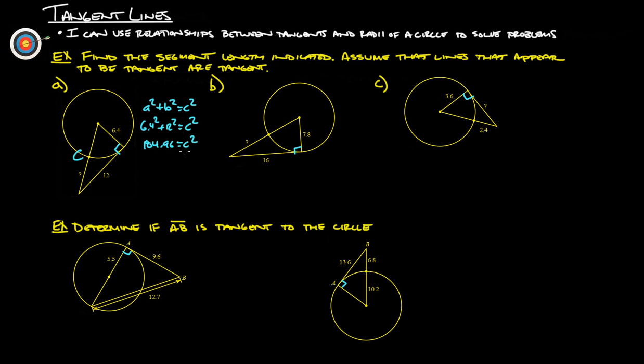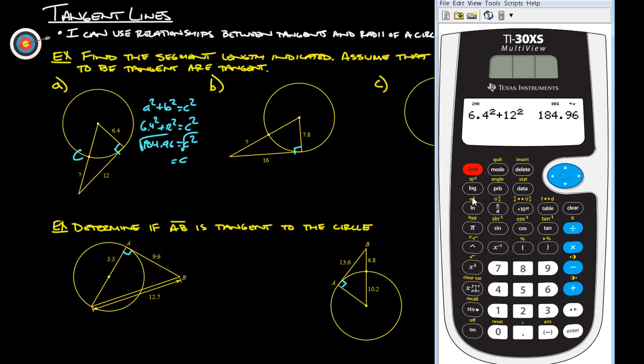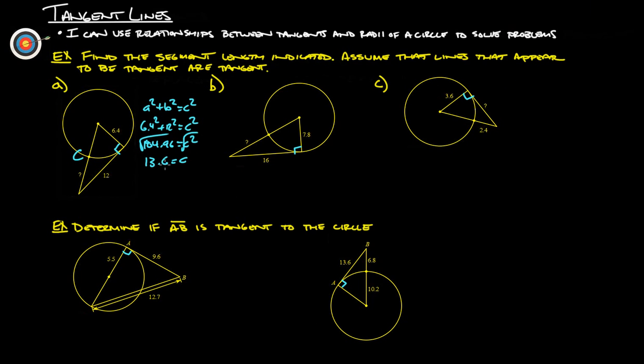184.96 equals c squared. So then we square root both of those to get what c is. So we do second square root. And again, instead of entering that back in, I do second answer, 13.6. Now that's this entire length right here, but they only want to know what this question mark right here is.